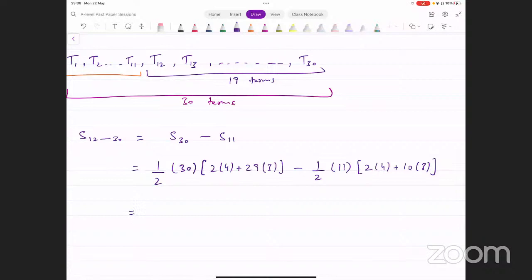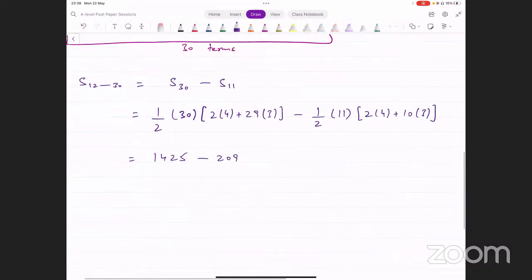Take a first bracket is going to give me 15 in first term. It gives me 15 into 8 plus 29 into 3. And that turns out to be 1425 for me. The first one. Subtract from this the second one. 11 over 2 multiplied by 8 plus 30. And that is 209. Let's subtract the 2. And it turns out to be 1216. And that is our final answer here.